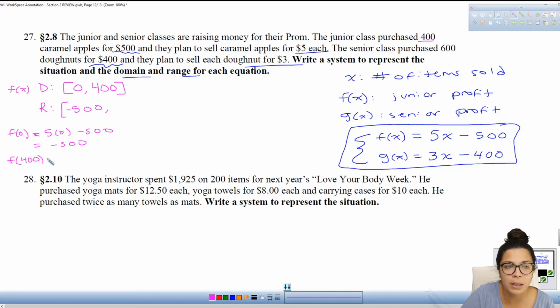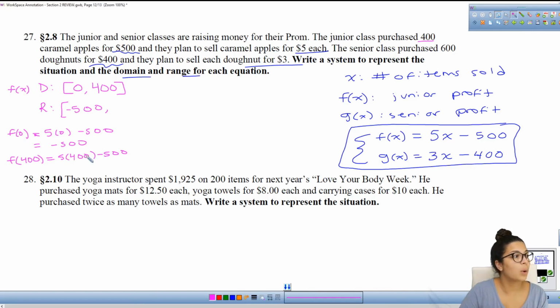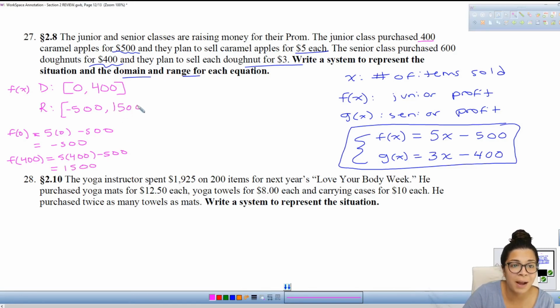Well, we could calculate it using the equation, right? 5 times the 400 minus 500. Now, actually, that looks like a weird 4. Let me fix that. So 5 times 400 is 2,000, and then 2,000 minus 500 is 1,500. So they could make $1,500, and that's the most that they can make.